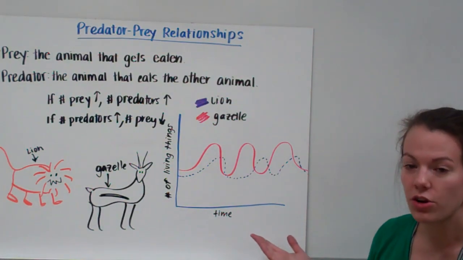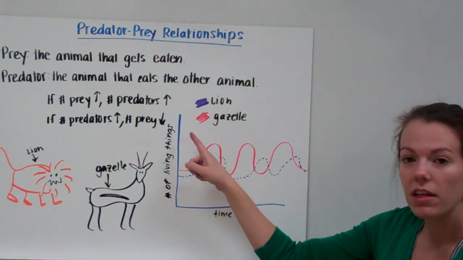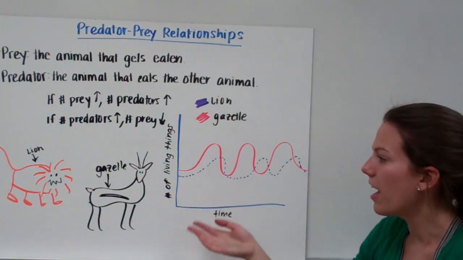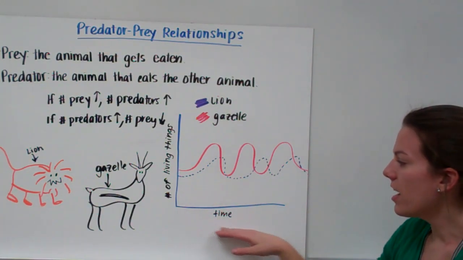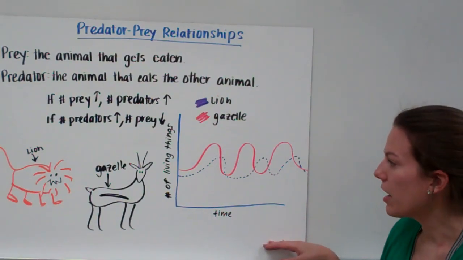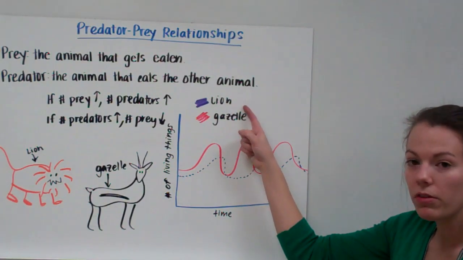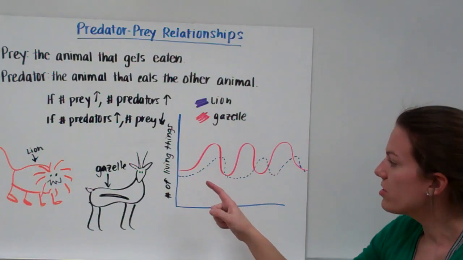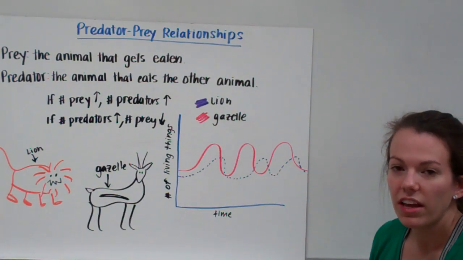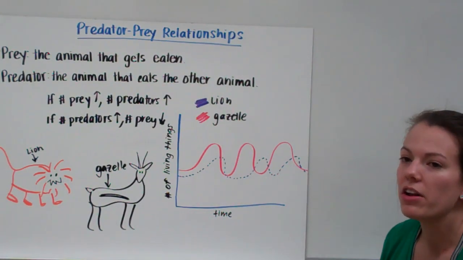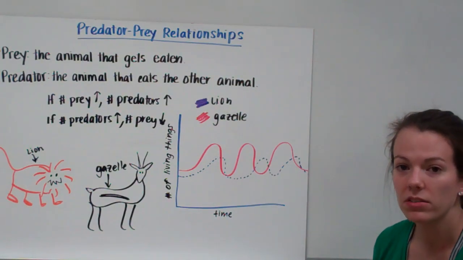And we can see this in this graph right here. We're plotting the number of living things on one side, so the number of lions or the number of gazelles, and then time on our x-axis right here. So I use purple for the lion and red for the gazelle. As you'll see, over time, they have a cyclical relationship. They go up and down, and it turns out that they go up and down in response to one another.